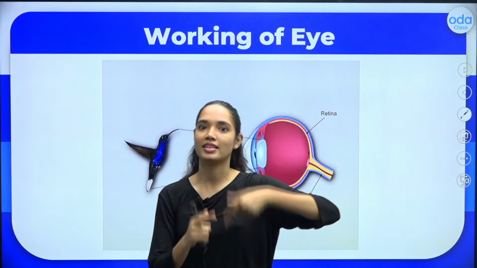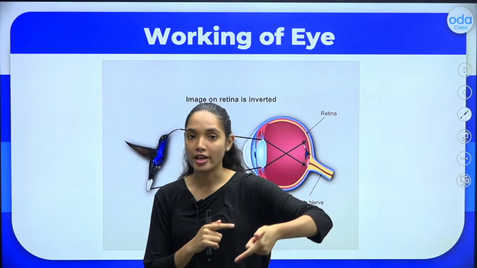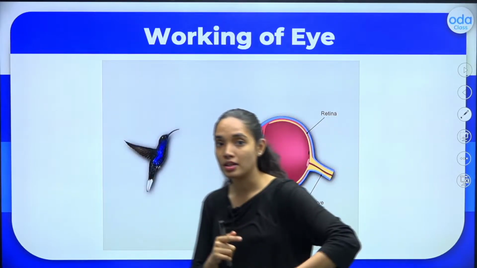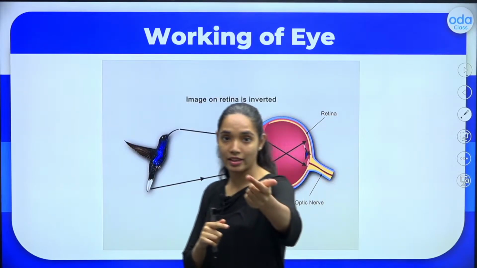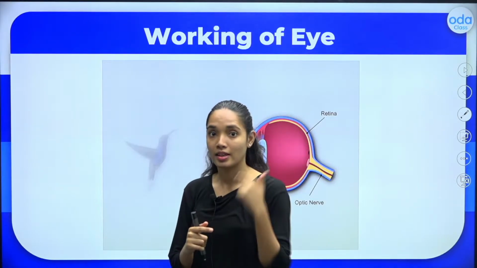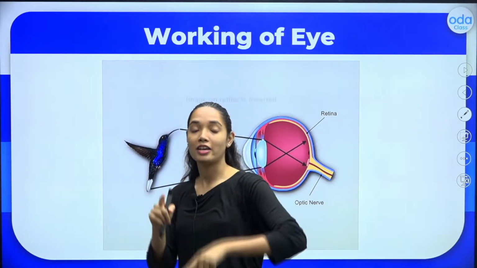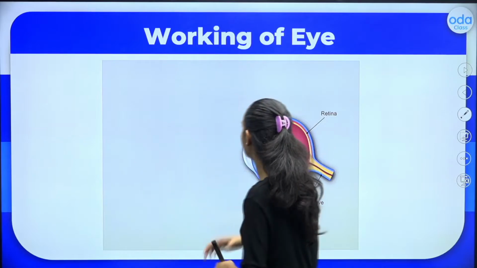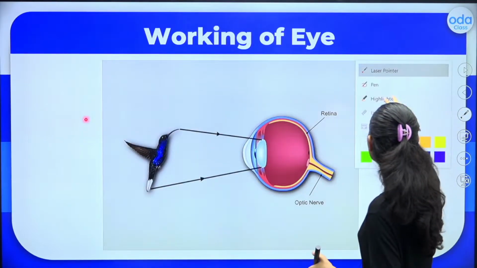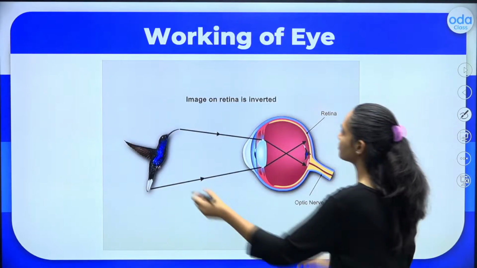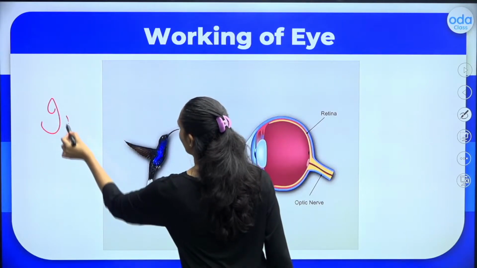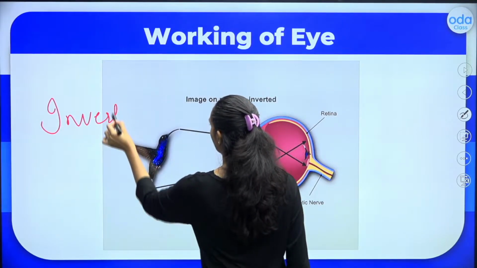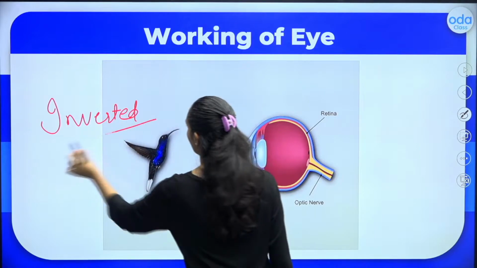But no, it was the other way around. Students, always remember, whenever you see anything, for example if you're seeing me, inside your eye I am in an inverted form. So images are always inverted in the eye.